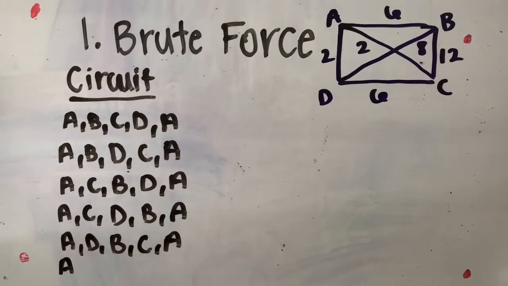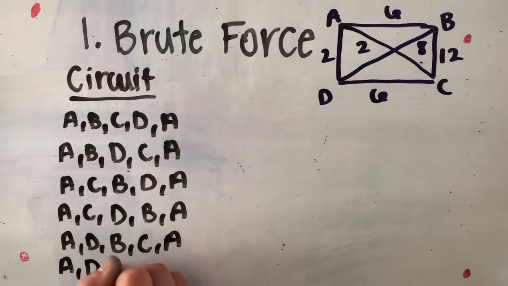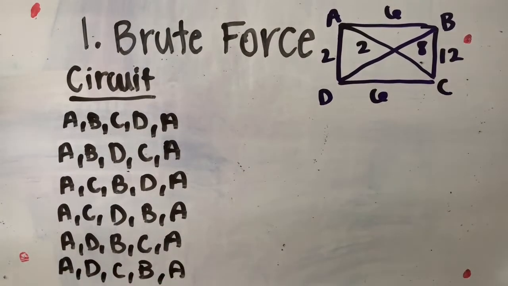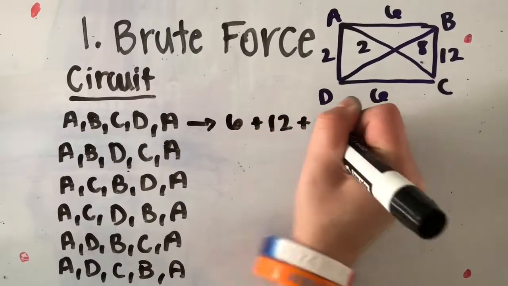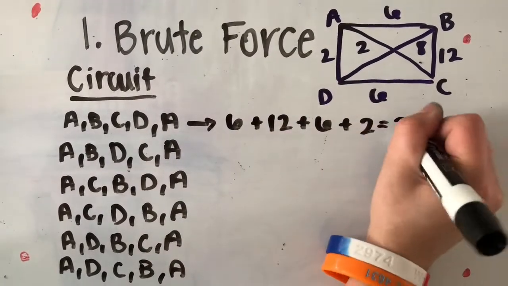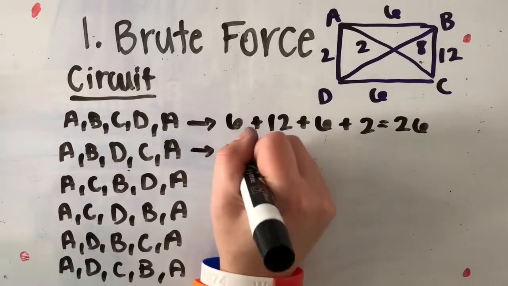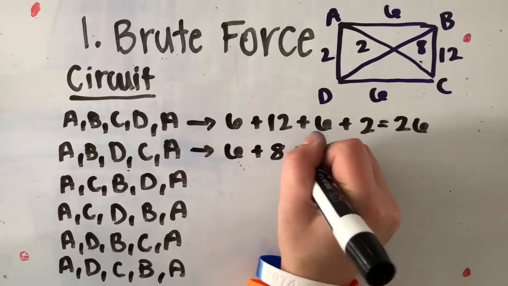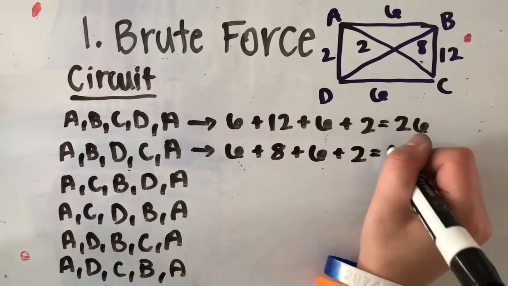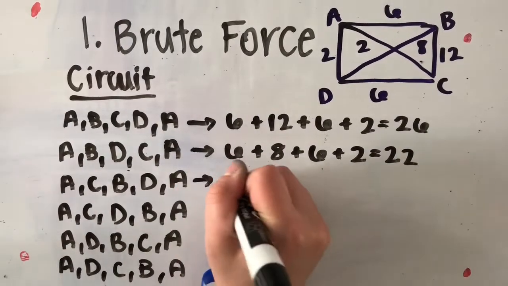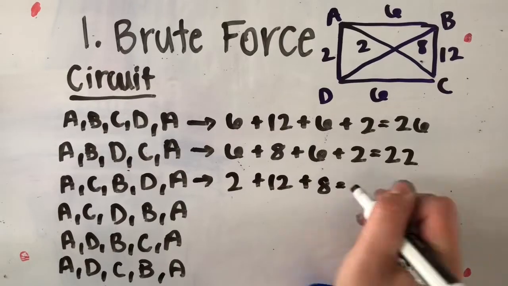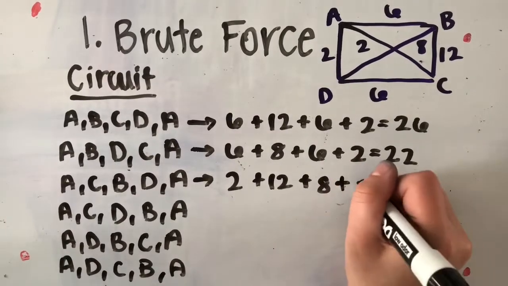After you do this, you're going to add each individual edge weight in that line. From A to B, it's 6, and then from B to C is 12, from C to D is 6, and then from D to A, it's 2. So that's 26. Then you do that for all of your possible circuits, and whichever one is the lowest, that's your minimum cost Hamiltonian circuit.